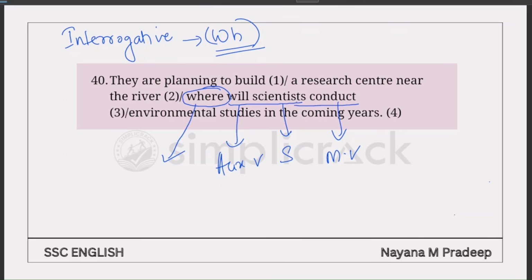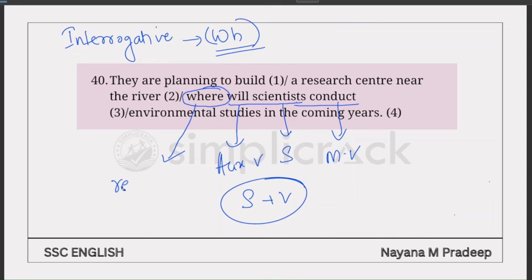So here, when you see the word where, you might think that it is an interrogative word, so there is a need of inversion. No, you only use inversion in interrogative statements, in questions, but this is a statement. This is an assertive statement, so there is no need of an inversion here. So you simply write, they are planning to build a research center near the river where scientists will conduct environmental studies. You should simply follow the structure subject plus verb.